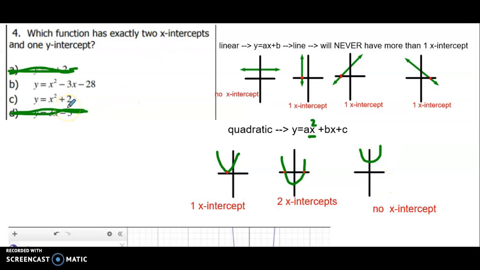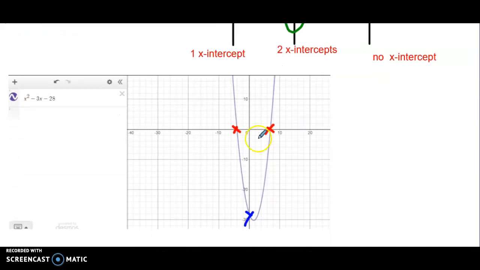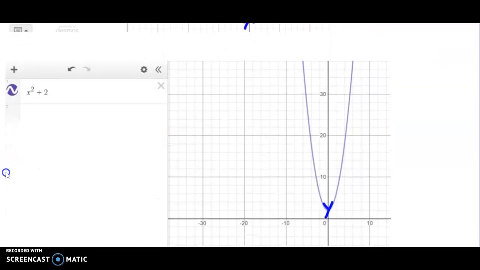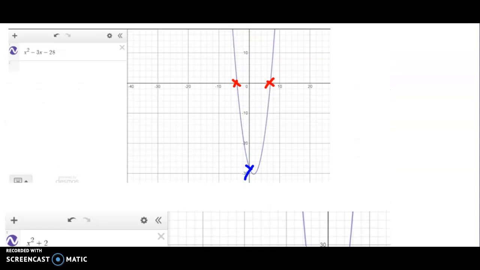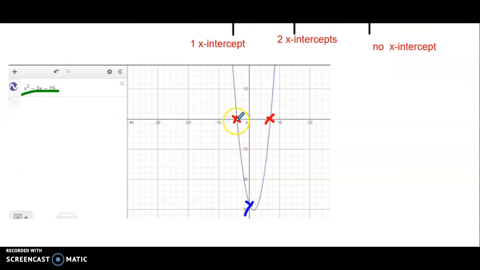So to find my answer, I'm going to type in answer choice B in Desmos. And when I do that, I have 1 x-intercept, 2 x-intercepts, and 1 y-intercept. And that's exactly what the question was asking. But let's look at the other answer choice too, just so we can eliminate it. This was the next answer choice. And I can see that it only has 1 y-intercept. It has no x-intercepts. Okay, so this right here would be my answer because it has 2 x-intercepts and 1 y-intercept.